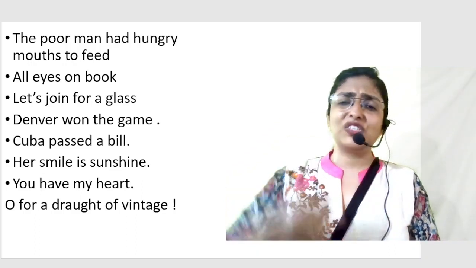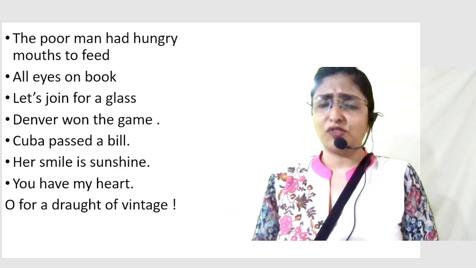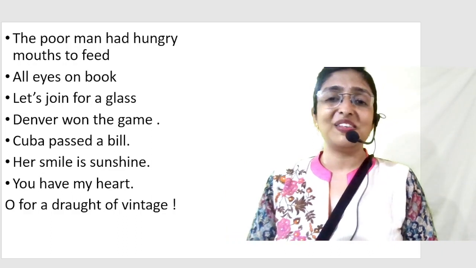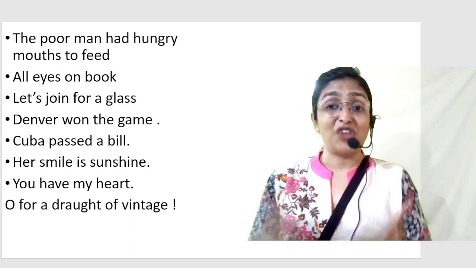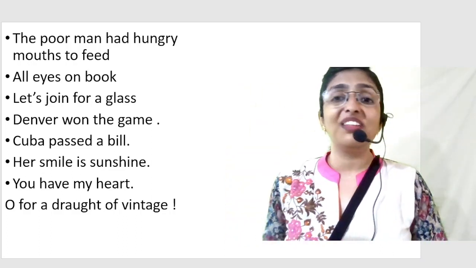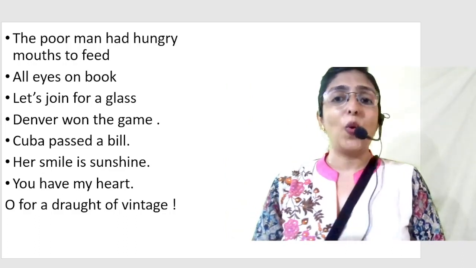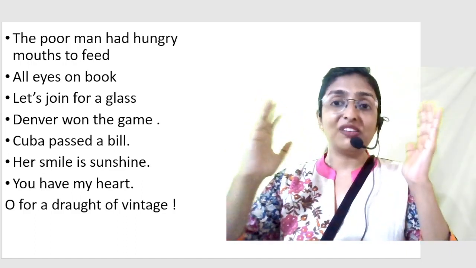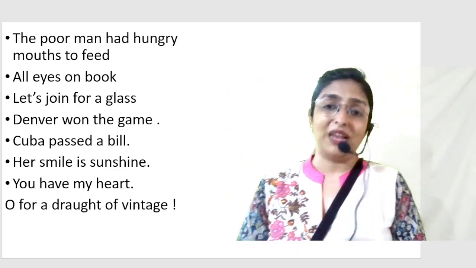Next is, let's join for a glass. What is this glass? It could be a glass of wine or water or tea. So it is metonymy. Next is, Denver won the game. Denver is a famous city. Does it mean the entire city won the game? No. Obviously, the team of players would have won the game. So Denver is whole or a part? It's a big city, it's whole. So whole represents part, that is players.